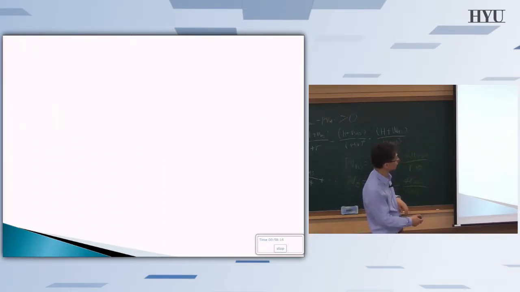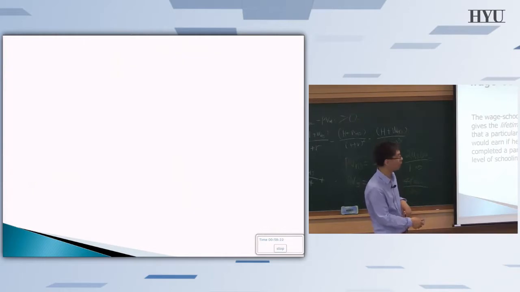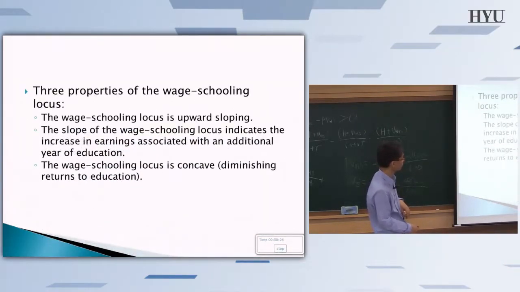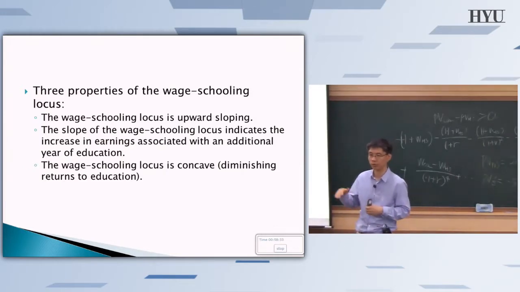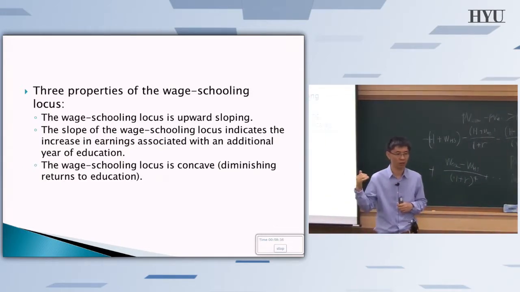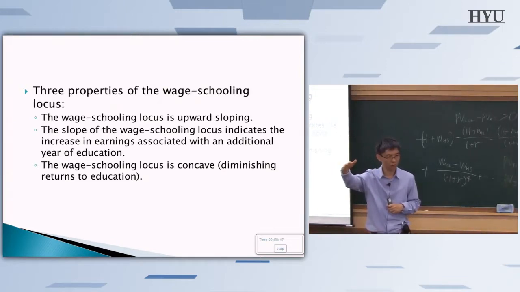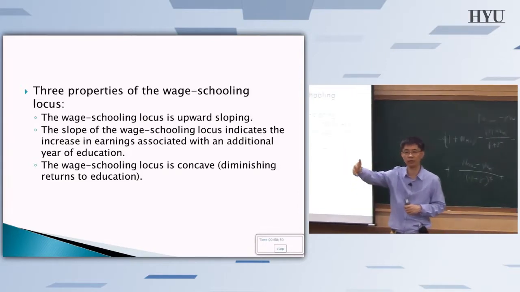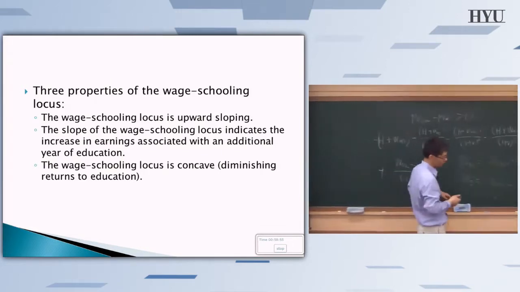You can think of this vertical axis as lifetime earnings. Here the numbers are very small, but lifetime earnings is a much more appropriate way of thinking about it. The last one is that the wage schooling locus is generally concave. So diminishing returns to education, which means that if you have no education at all, then you have primary education, the return to primary education is very high. And the return to middle school education, compared to when you have primary education, gets a little smaller. So a higher education level will give you higher income, but at a decreasing rate. So marginal rate of return is decreasing.